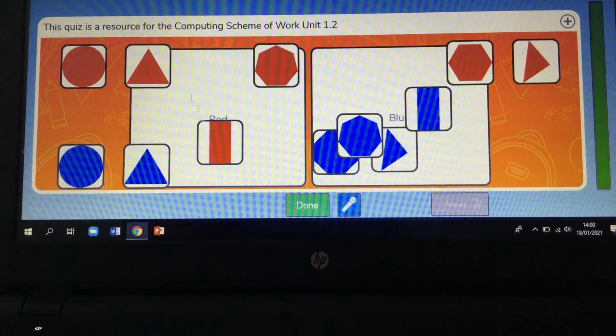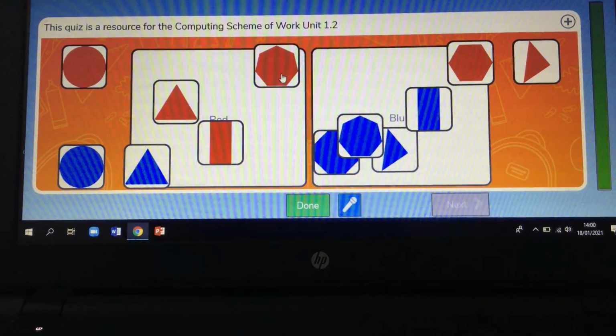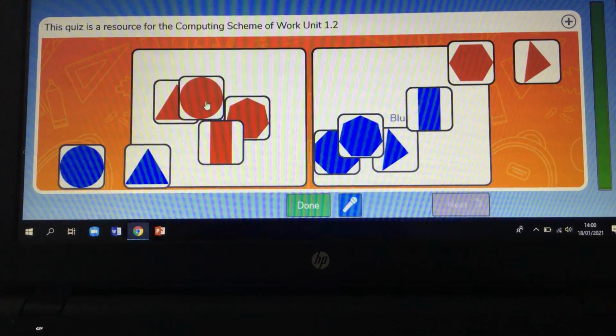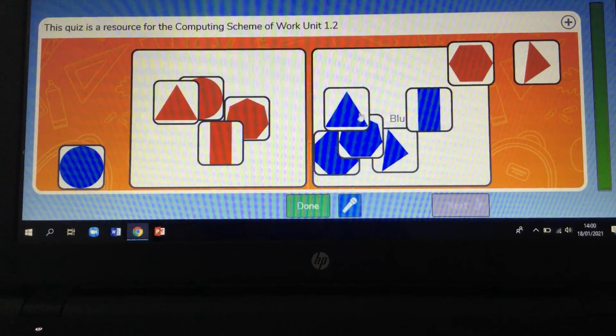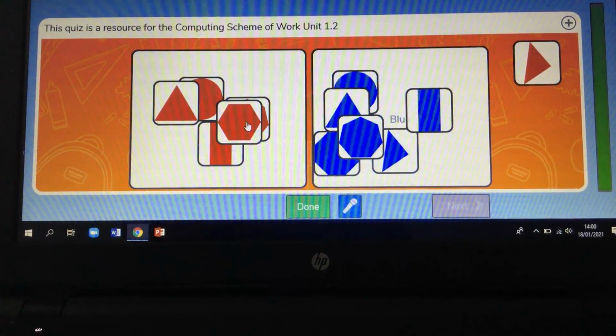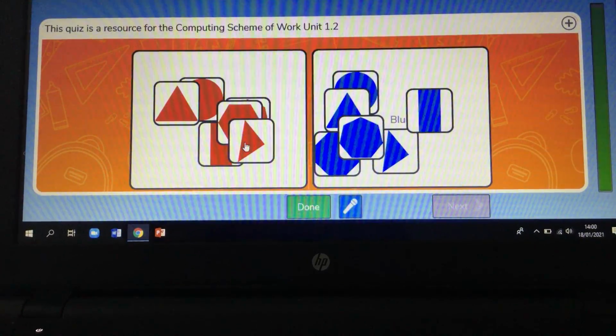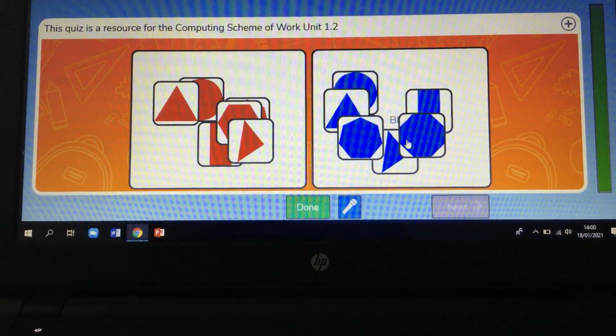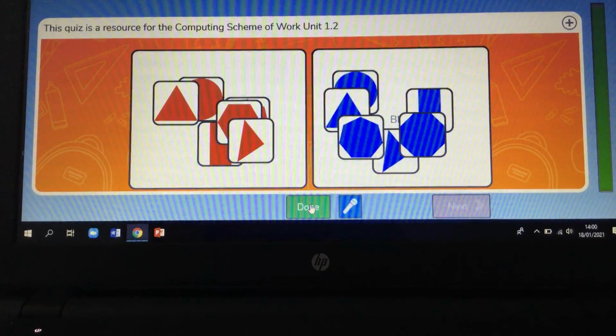Oh, that will teach me for not listening carefully to the instructions. There's a lesson to be learned there, children. We can put them on top so long as they fit inside the box. I'm just going to move that one over a bit. Let's try, because I like to have all ticks.